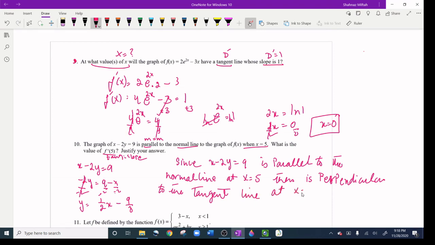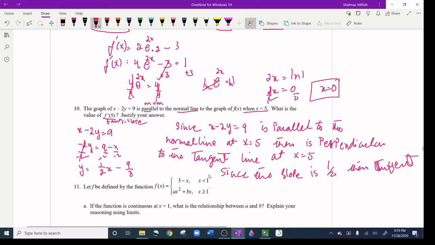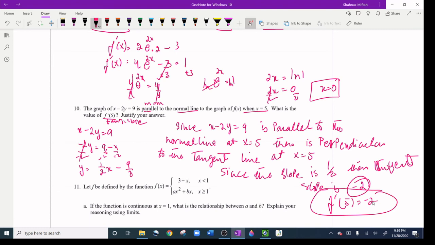At x equal 5, since the slope is half, then the slope of the tangent line, because we are asking for the tangent slope, so since the slope is half for the normal line, the tangent slope is the reciprocal with opposite sign, so it's going to be -2. So it means f prime 5 is equal to -2. That's what they were asking me.